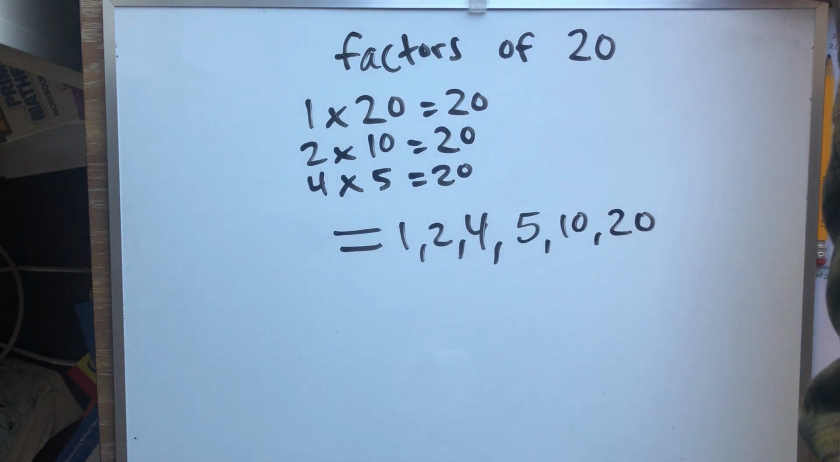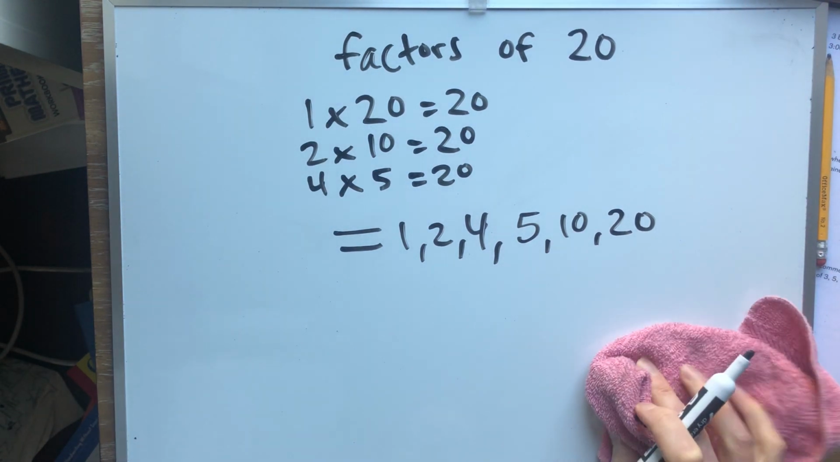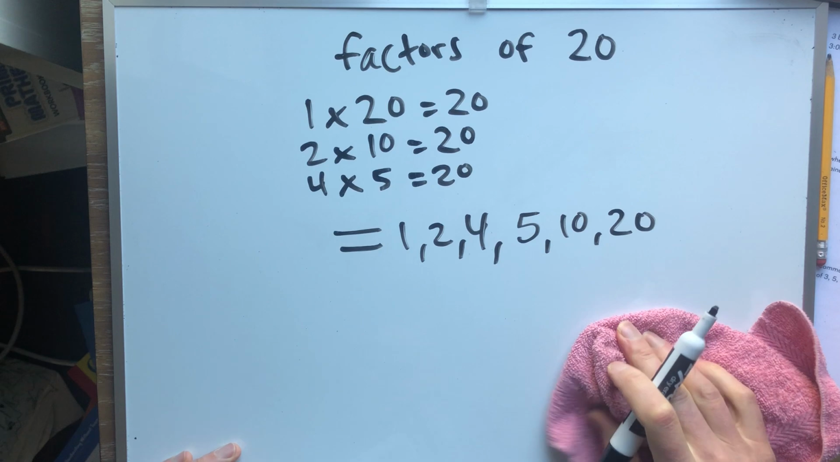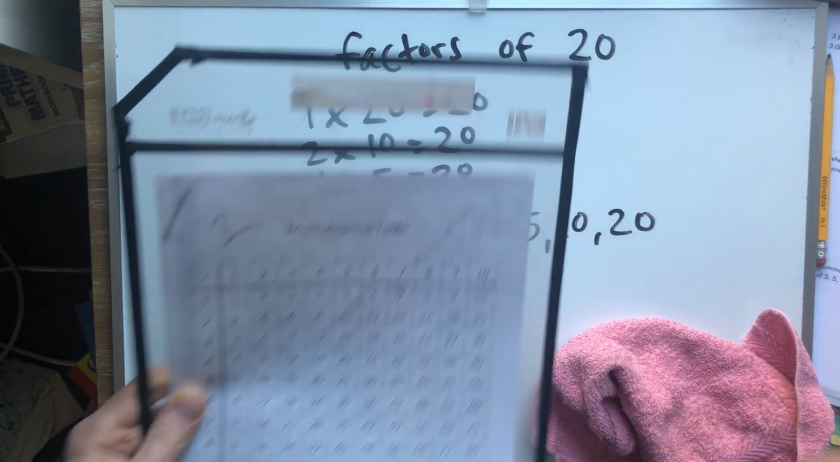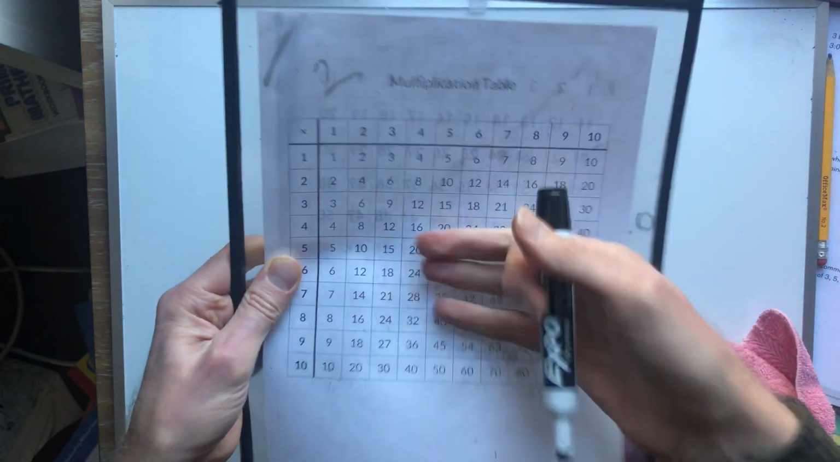So, that's how you do factors. Just think about what numbers multiply to equal that bigger number. Don't forget to use the multiplication table. It helps out.